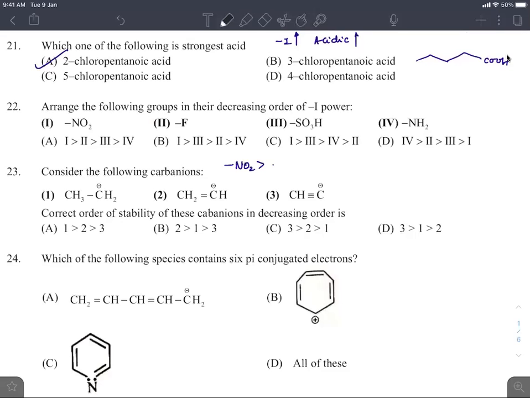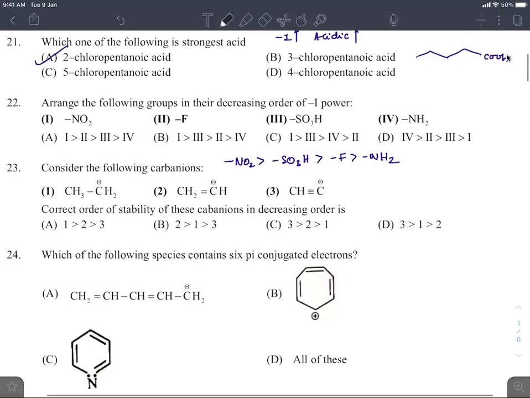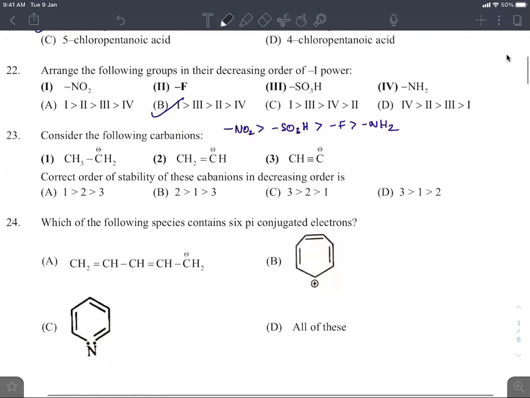So NO2, SO3H, then F, then NH2. This is what we have seen. So which means this would be first, third, second, and fourth. It will be second one.